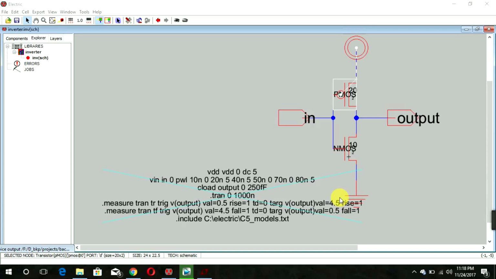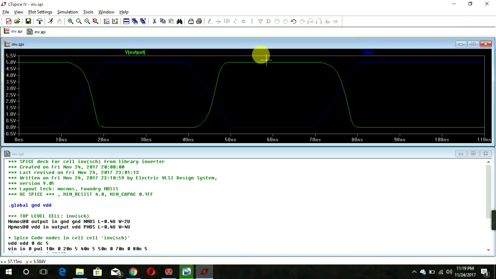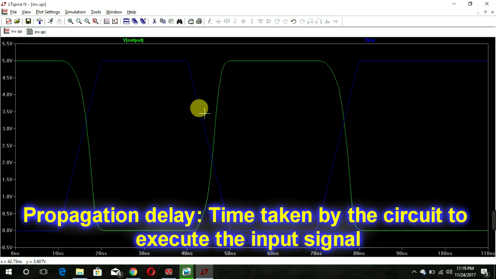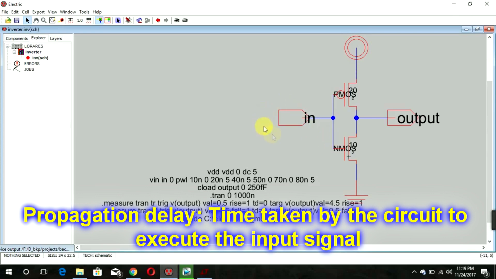Hello everyone. So today we are going to learn how to calculate the propagation delay and the effect of capacitance on the delay. So let's start with the propagation delay first. This is our waveform of input and output. So what is propagation delay? Basically, propagation delay is nothing but the time taken by the circuit to execute the input waveform and give the output waveform. So it's basically the time consumed by your circuit.